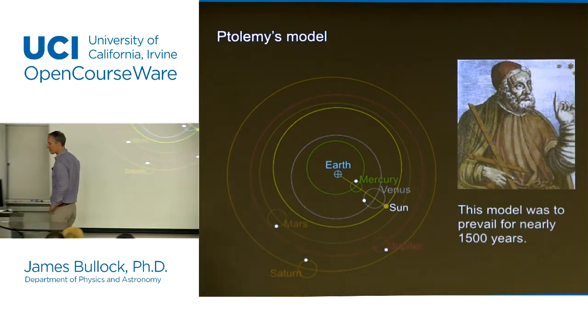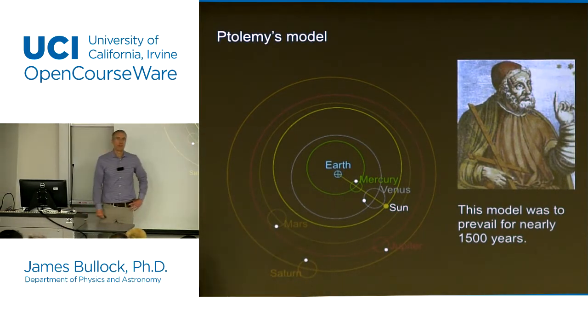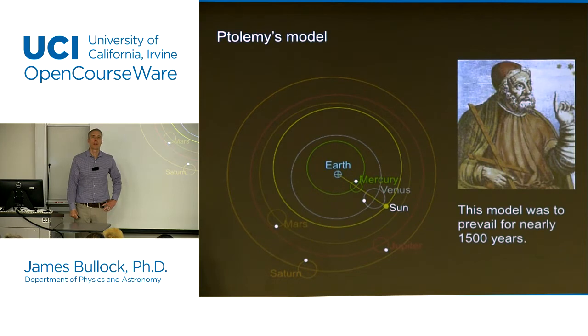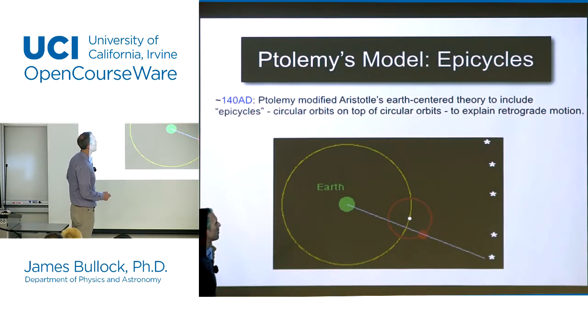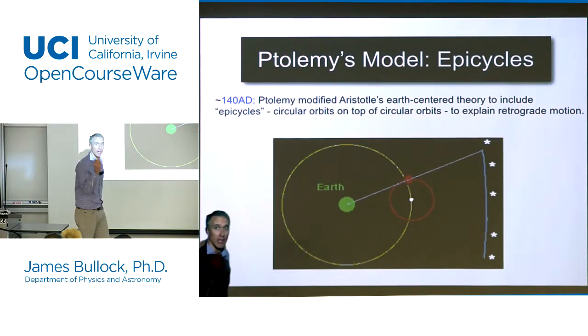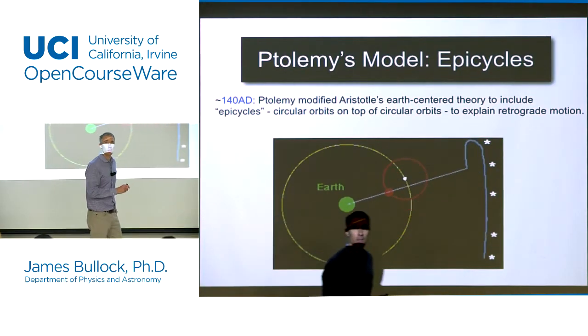Are there any questions about this? Yeah. So that was to explain the retrograde thing? Yeah, so that is to explain, the reason why he introduced it was to explain the observed retrograde motion of the planets with respect to the background stars.